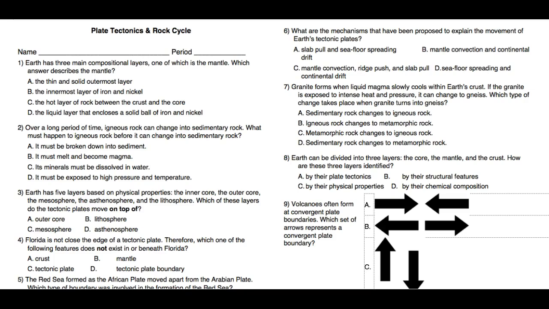Question 2. Over a long period of time, igneous rock can change into sedimentary rock. What must happen to igneous rock before it can change into sedimentary rock? A. It must be broken down into sediment. B. It must melt and become magma. C. Its minerals must dissolve in water. D. It must be exposed to high pressure and temperature.